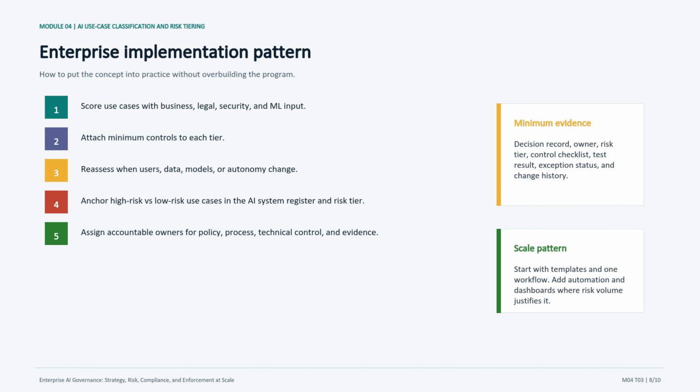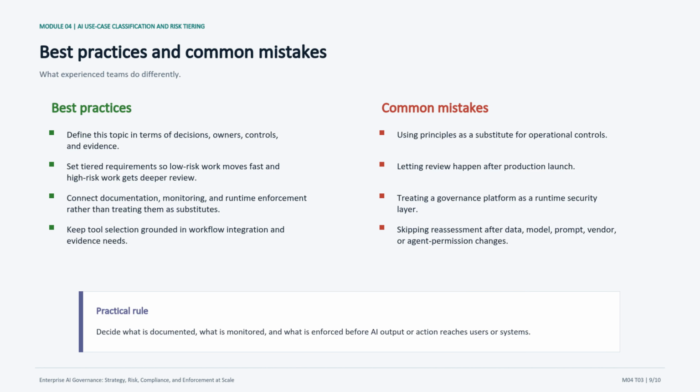After implementation, the useful classroom move is to compare mature habits with common mistakes because that is where teams usually recognize their own gaps. Here, I would make the discussion practical and candid. The best practices are the habits that keep high risk versus low risk use cases connected to decisions, owners, controls, evidence, and actual system behavior.